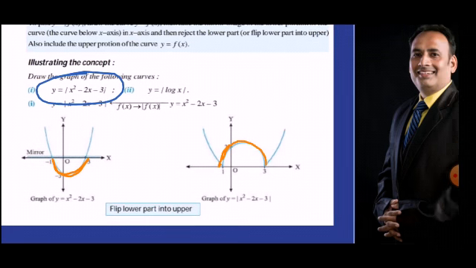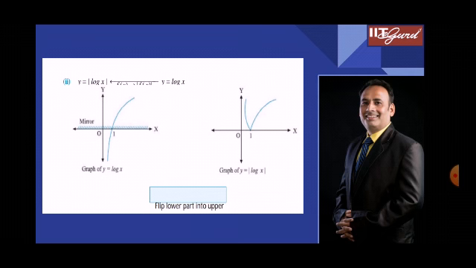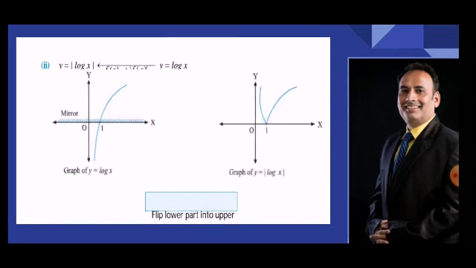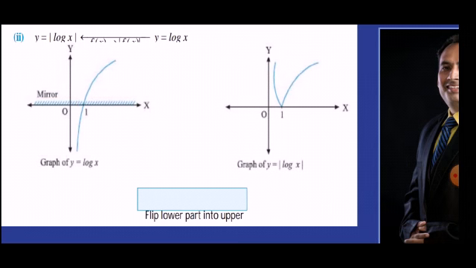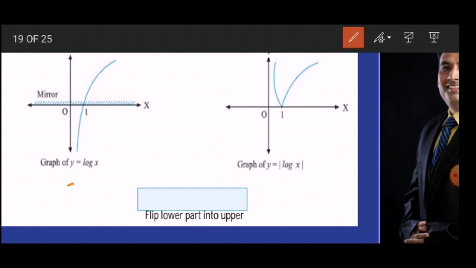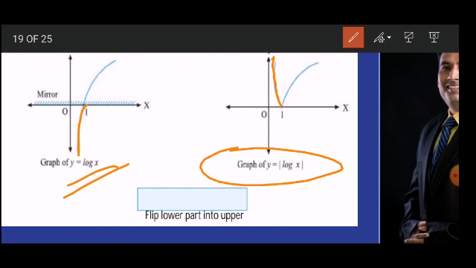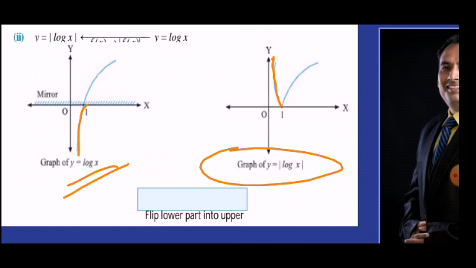Let's check another graph, y equal to mod ln x. So for y equal to mod ln x, you see here what we have done. The graph y equal to ln x is simply over here. And for y equal to mod ln x, once again we'll put the mirror, and this portion we will take the mirror image over here, and also the portion which is existing in the positive region. That is the graph of y equal to mod of ln x. We have to flip the lower part into the upper portion. This is the graph of y equal to mod of ln x.